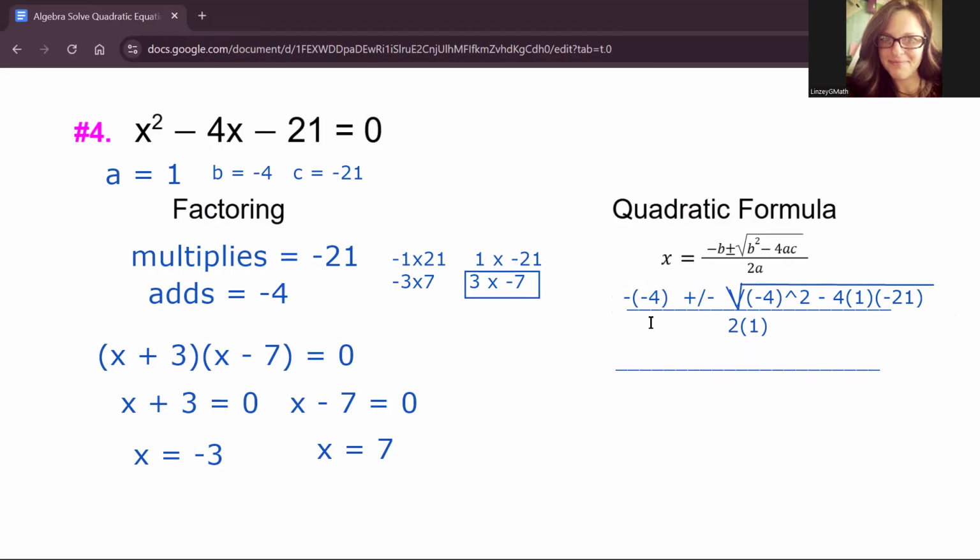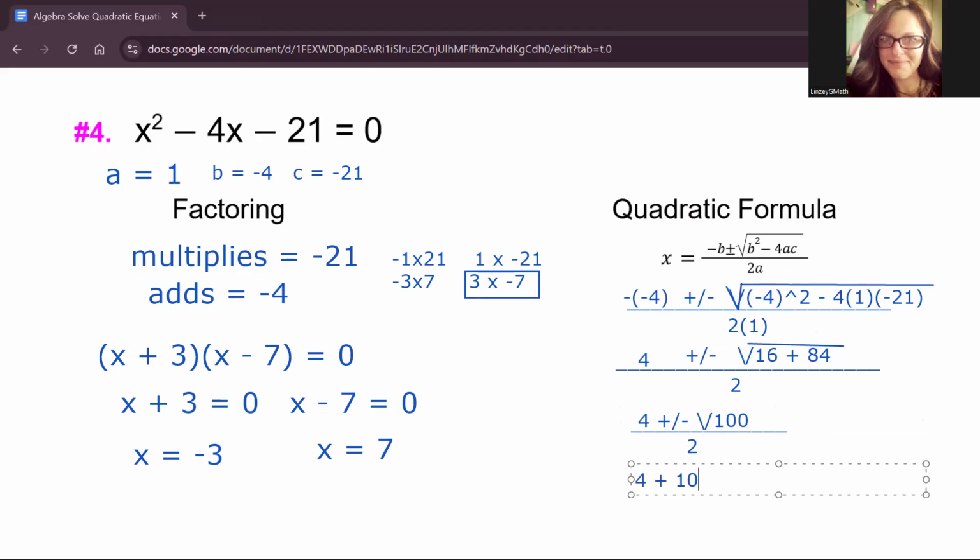We get negative 4 outside the square root is positive 4, plus and minus, and then we'll simplify. Negative 4 squared is 16, and then negative 4 times 1 times negative 21, we get plus 84. 16 plus 84 under the square root, which is the square root of 100. And square root of 100 is 10.